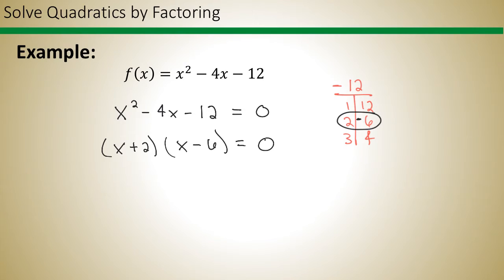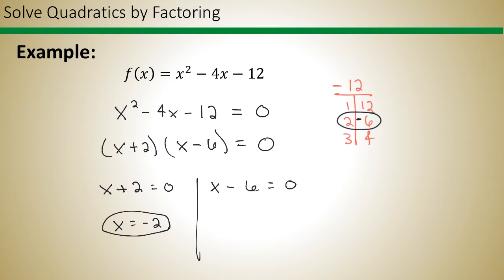And we are going to take each of those factors and set them equal to 0. So x plus 2 is equal to 0, and x minus 6 is equal to 0. So one of my solutions is going to be x is equal to negative 2, and the other one is going to be x is equal to 6. And that's it. That would be the solutions of this thing.